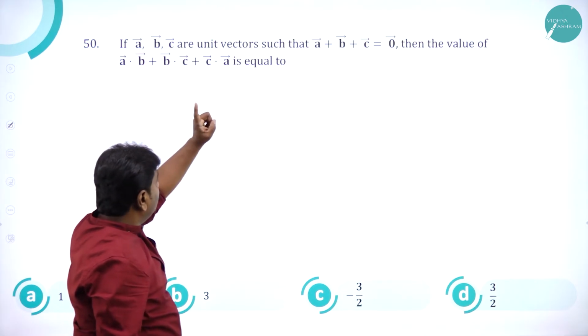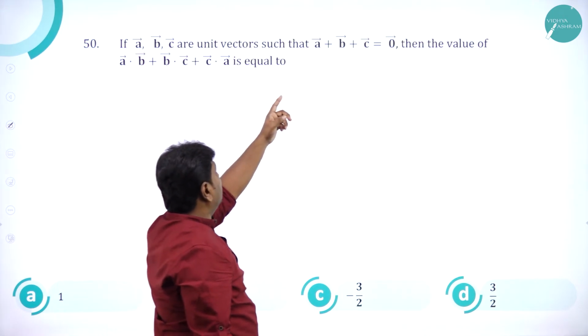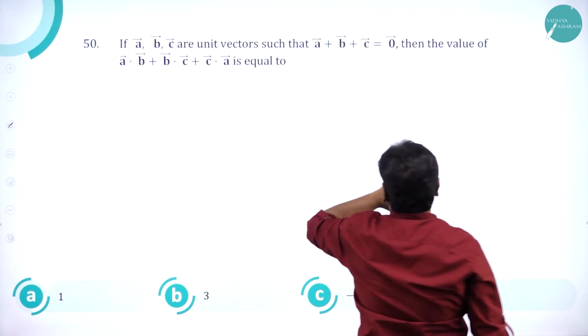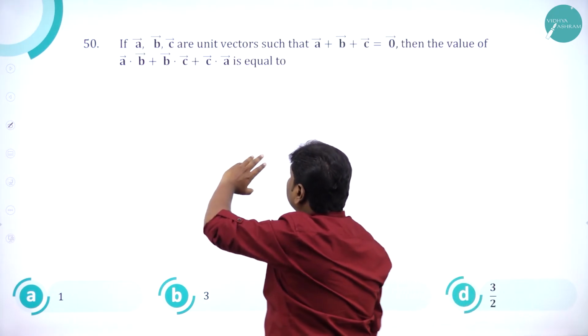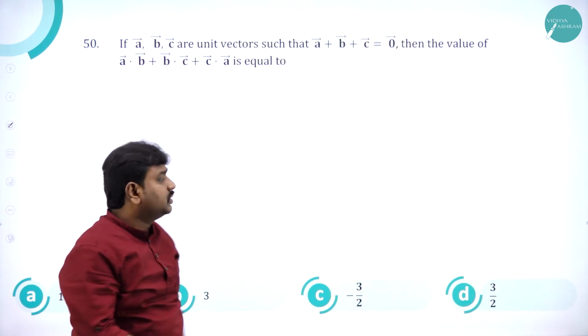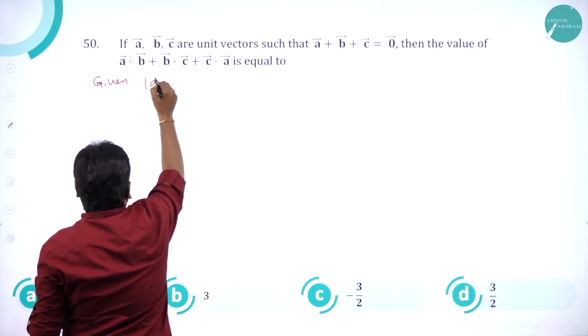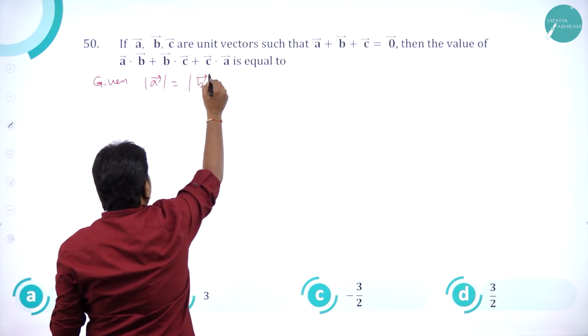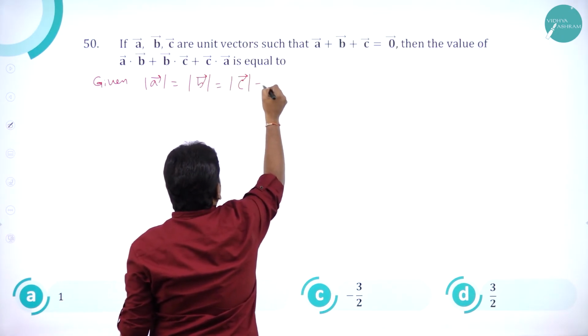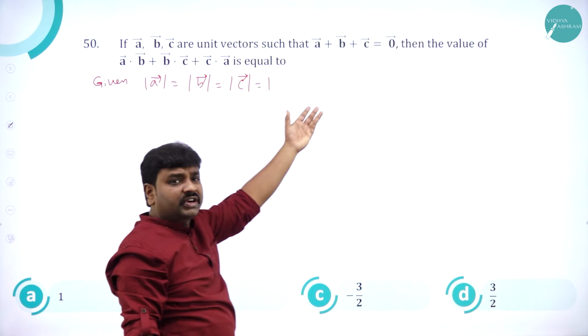Then, A, B, C are unit vectors, and vector A plus vector B plus vector C is 0. Then the value of A dot B plus B dot C plus C dot A is. See, they gave unit vectors. So what is given? Clearly they told magnitude A, magnitude B, magnitude C are all 1. What is meant by a unit vector? One whose magnitude is 1. And they gave that the sum of the vectors is the 0 vector.